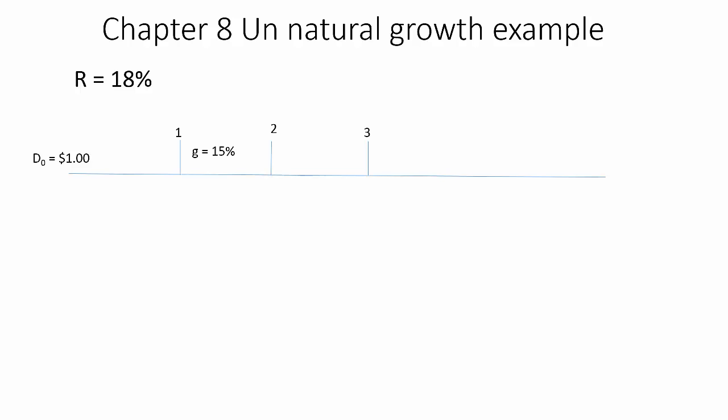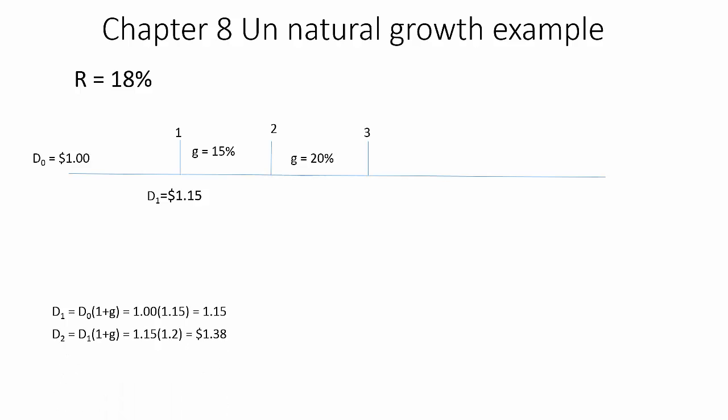So the growth is 15%. We know that D1 takes his last dividend, D0, times 1 plus his growth rate, and we get that next year's dividend would be $1.15. The year after that, we expect 20% growth. So the dividend the next year would be $1.38. From that point on, we're going to have 6% growth. So we calculate what the dividend would be in year 3, and that would be $1.46.